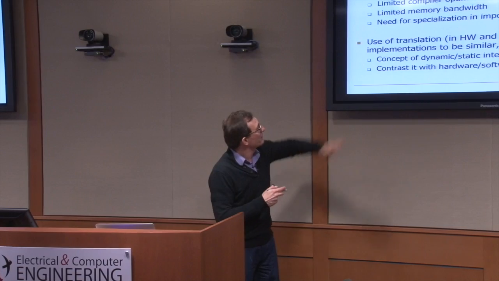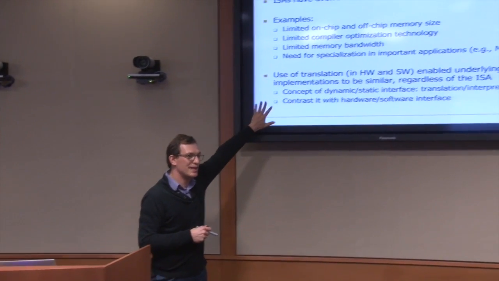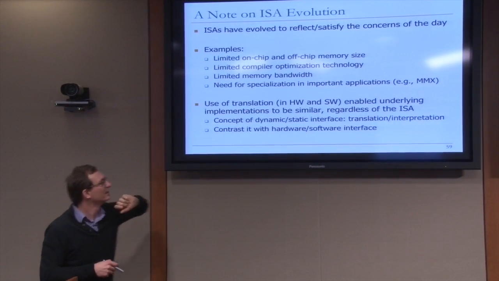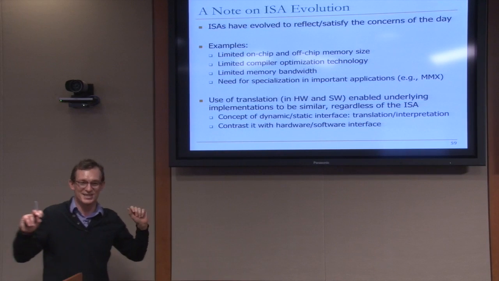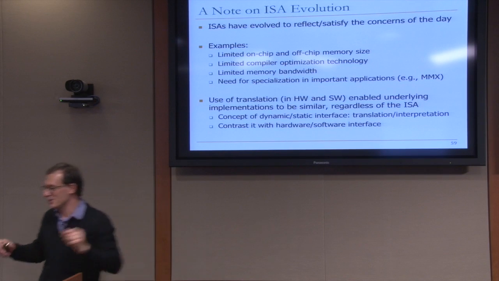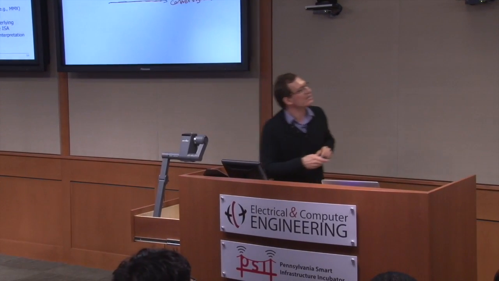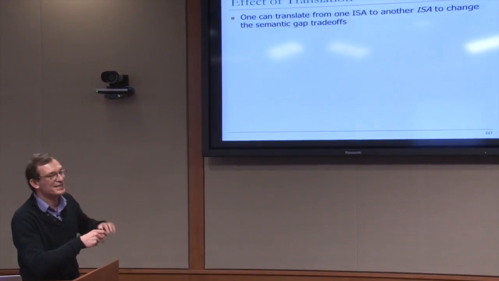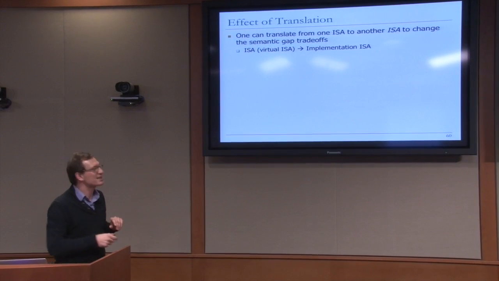I think I'll very briefly discuss translation and finish it afterwards. If you use translation, you can actually change a lot of these trade-offs. You can basically enable underlying implementations to be similar regardless of the ISA. Can anybody guess why? Well, you're literally adding an indirection level. One can basically translate from one ISA to another ISA to change the semantic gap trade-offs. And what do I mean by one ISA to another ISA?